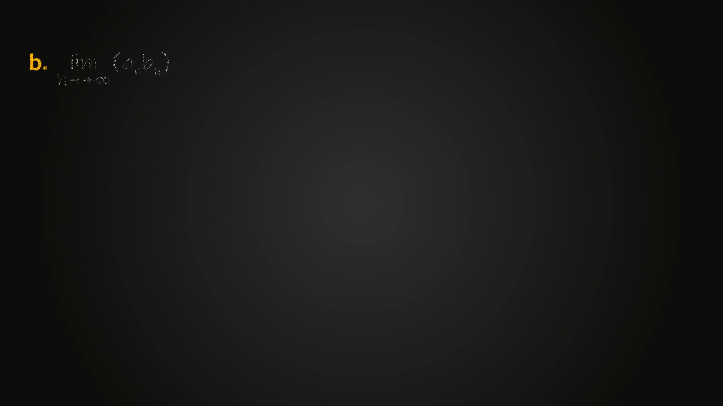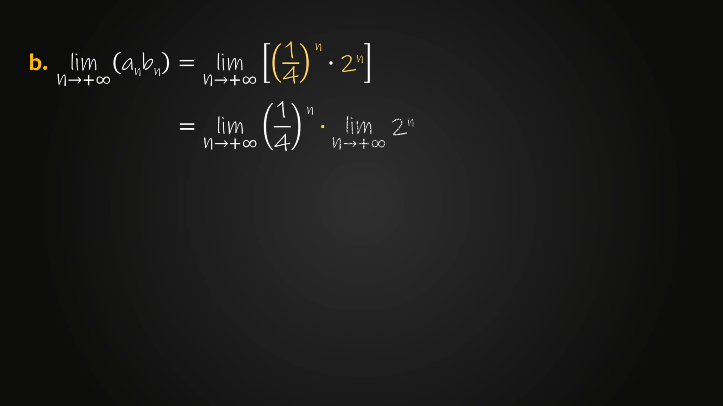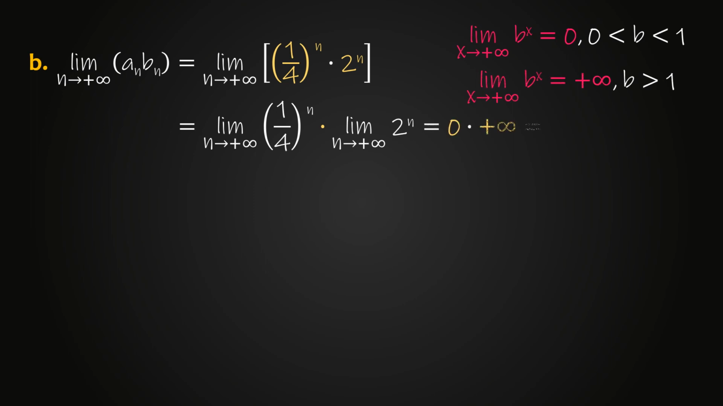B. Substitute the general terms of sequences A and B. Apply a property of limits of sequences. Using limits at infinity expression of an exponential function, the limit leads to an indeterminate form. We can try L'Hopital's rule, or we can rewrite the function by combining the exponential functions.